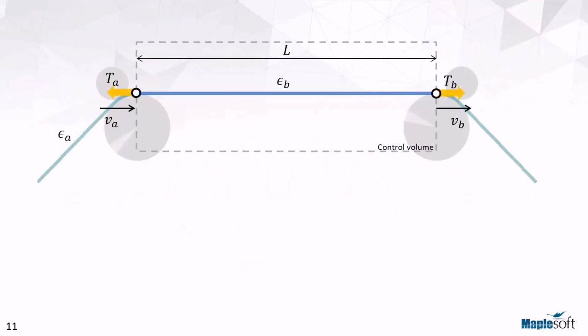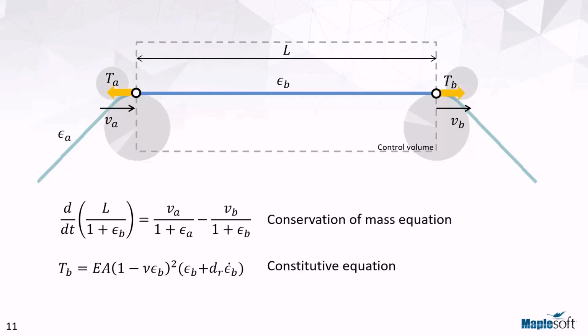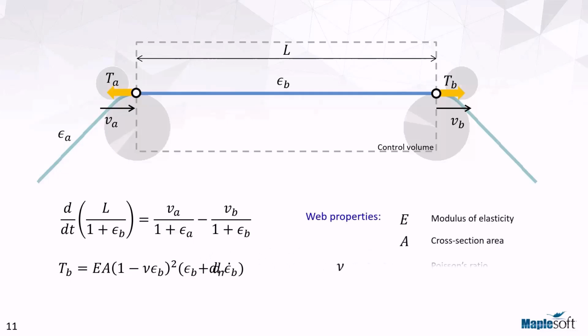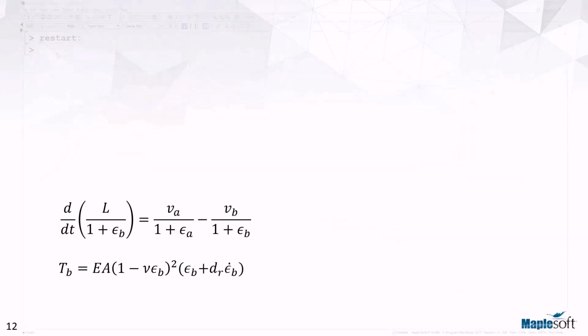So let's look at the equation that goes into that component that we use to build models from. This is very well established, and in its simplest form, we have the conservation of mass equation as the constitutive equation for a linear damped model here. And this equation includes the web properties like homogeneous elasticity, cross-section, Poisson ratio, and damping.